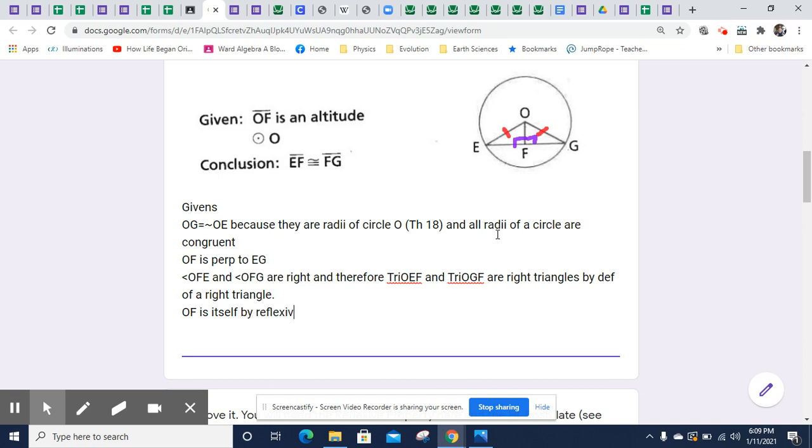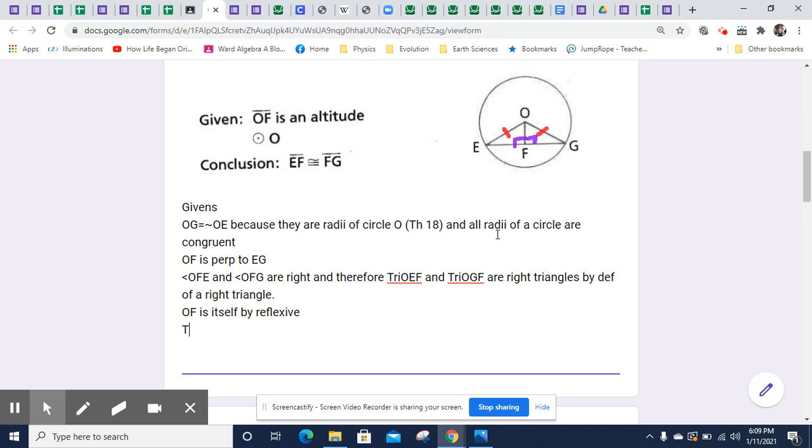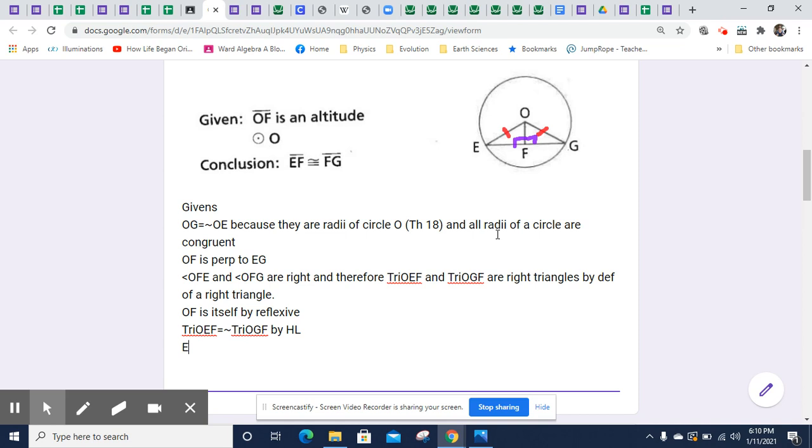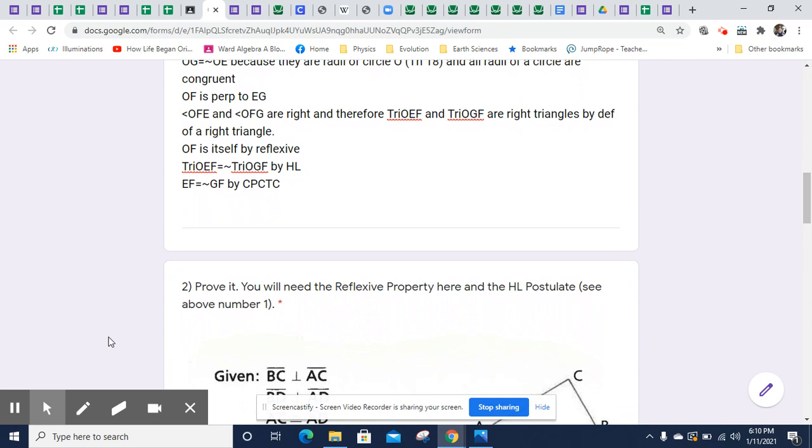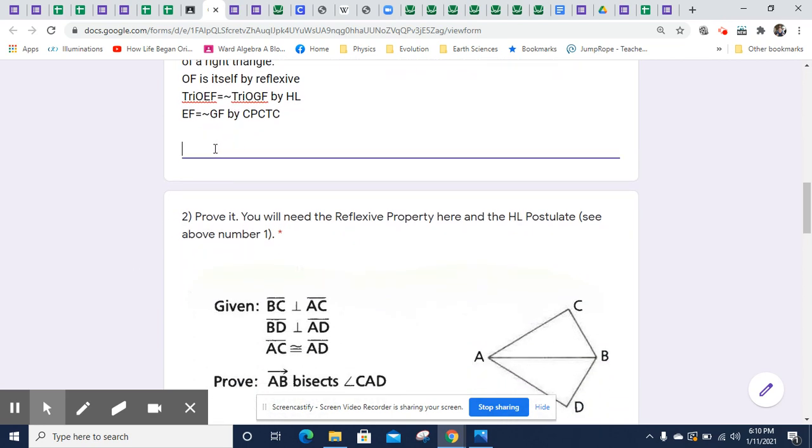by reflexive property. Okay, so now we can say triangle OEF is congruent to triangle OGF by hypotenuse leg. And then we can say EF is congruent to GF, which is my preferred way of saying it, by CPCTC. Since the two triangles are congruent, corresponding parts of congruent triangles are congruent. Well, let's tidy up this a little bit.